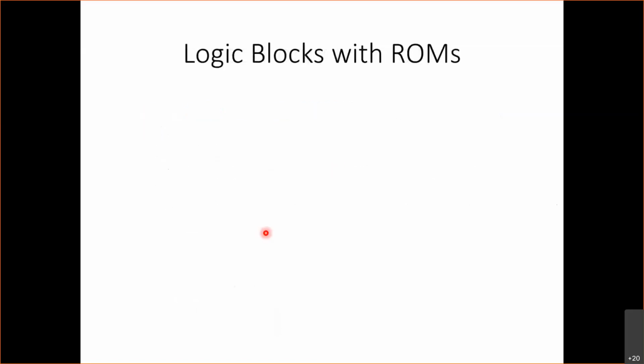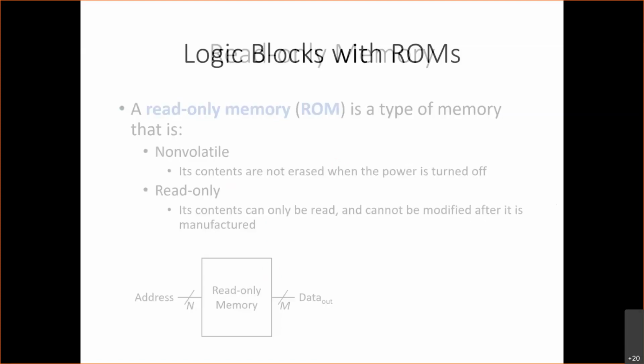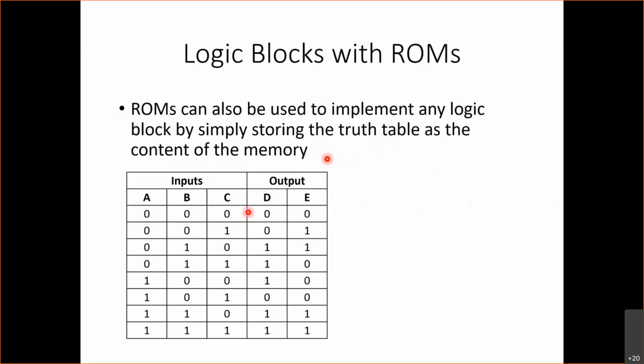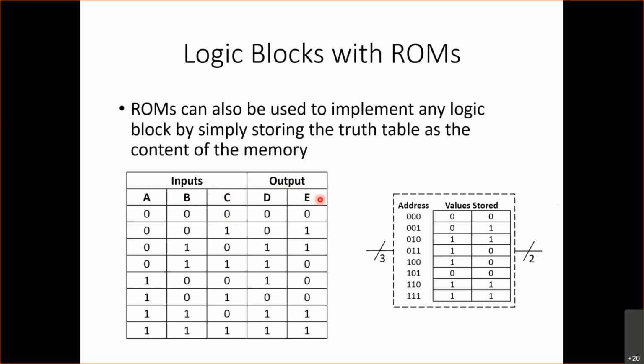Okay, so we can actually use ROMs to implement logic blocks, right? A ROM can be used to implement any logic block by simply storing the truth table of the logic block as the content of the memory. So for example, if I have a truth table like this, where my inputs are A, B, and C, and my outputs are D and E, what I can simply do is treat A, B, and C as the address bits of a ROM, and treat D and E as the output of a ROM. And in this case, I can use a ROM to implement the logic block with this specification on the left.